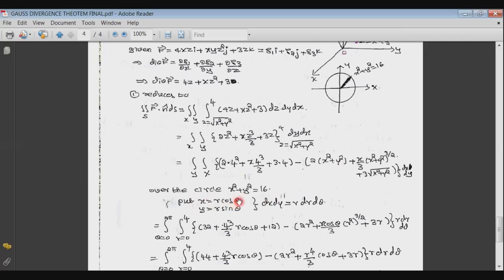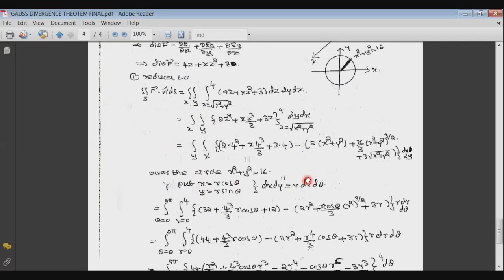Now over the circle x squared plus y squared equals 16, we can set the polar coordinates x equal to r cos theta and y equal to r sin theta. Accordingly, dx dy gives you r dr d theta. And this type of evaluation, converting into polar coordinates, I hope we have studied in the first semester, where we evaluated double and triple integrals.